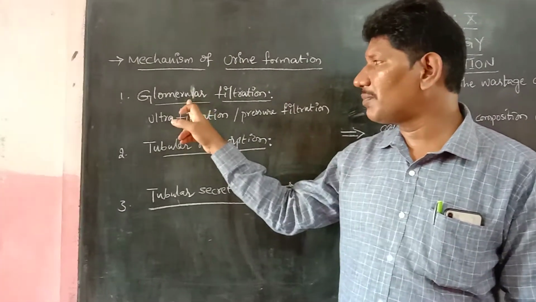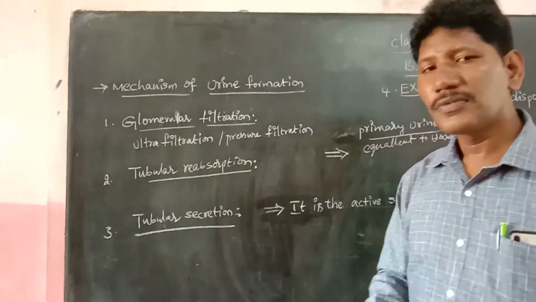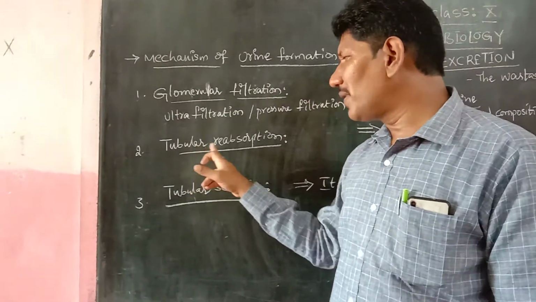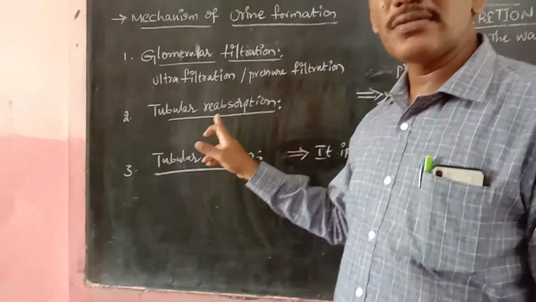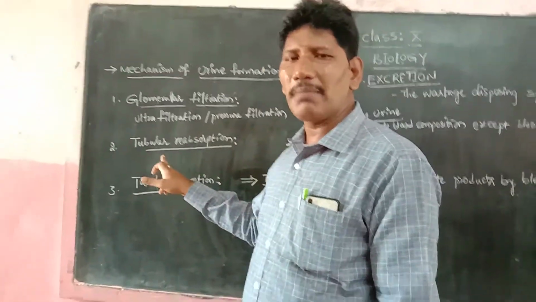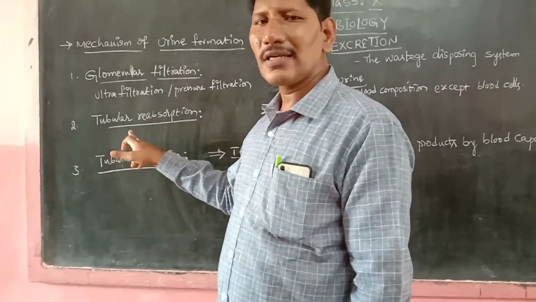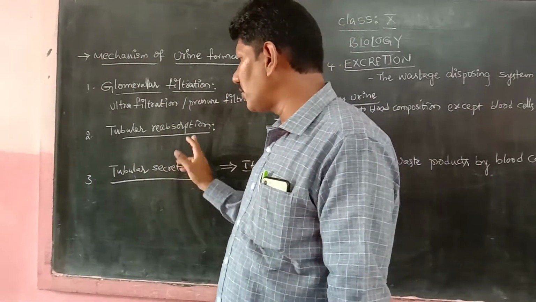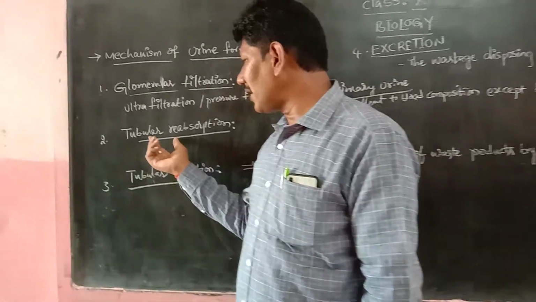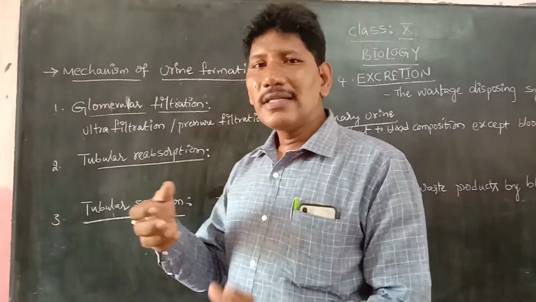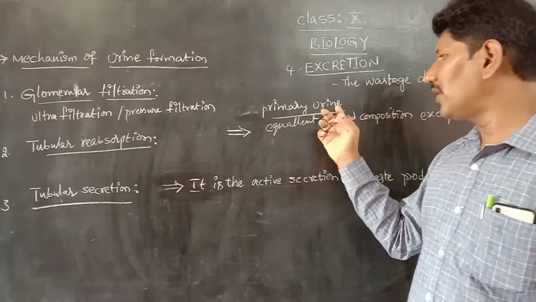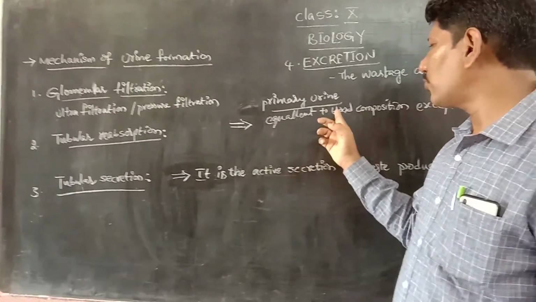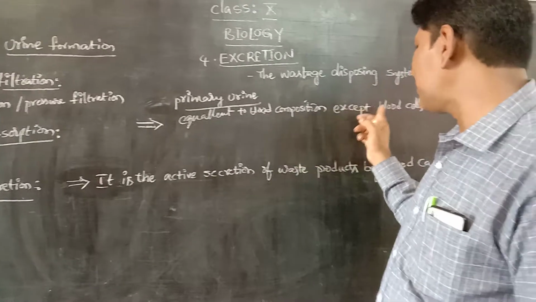So the first step is called glomerular filtration. The second one is called tubular reabsorption. The entire renal tubule is followed by the pericapillary network. At the place of the PCT, the primary urine which is formed is equivalent to the blood composition except the blood cells.